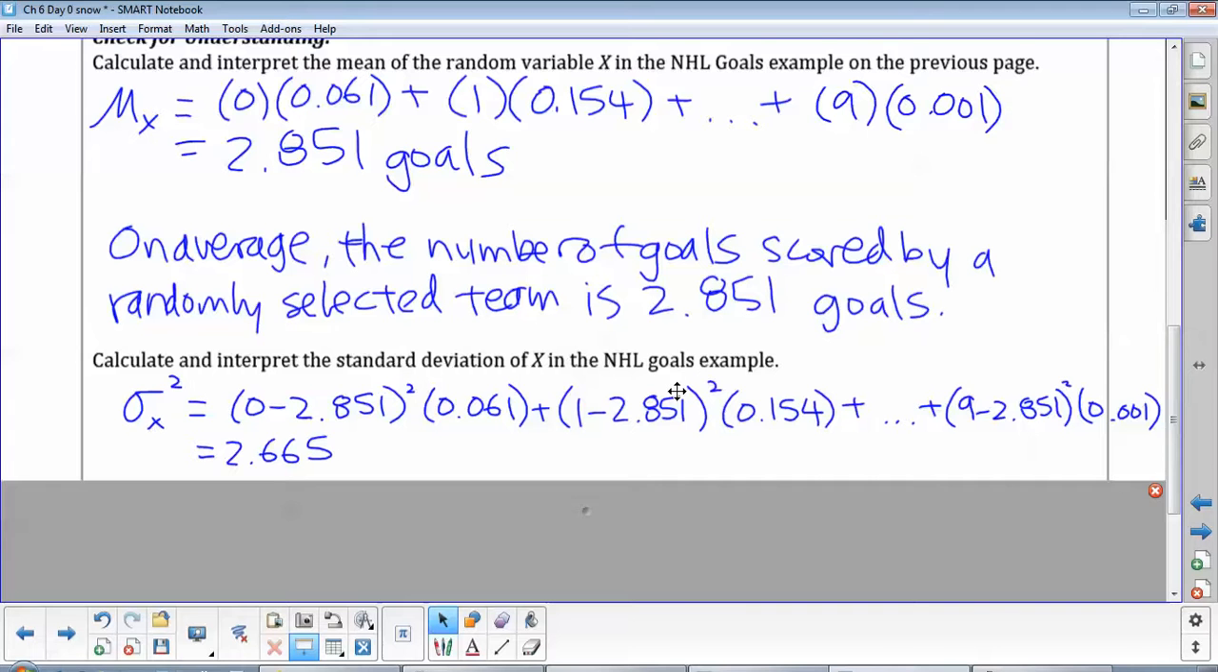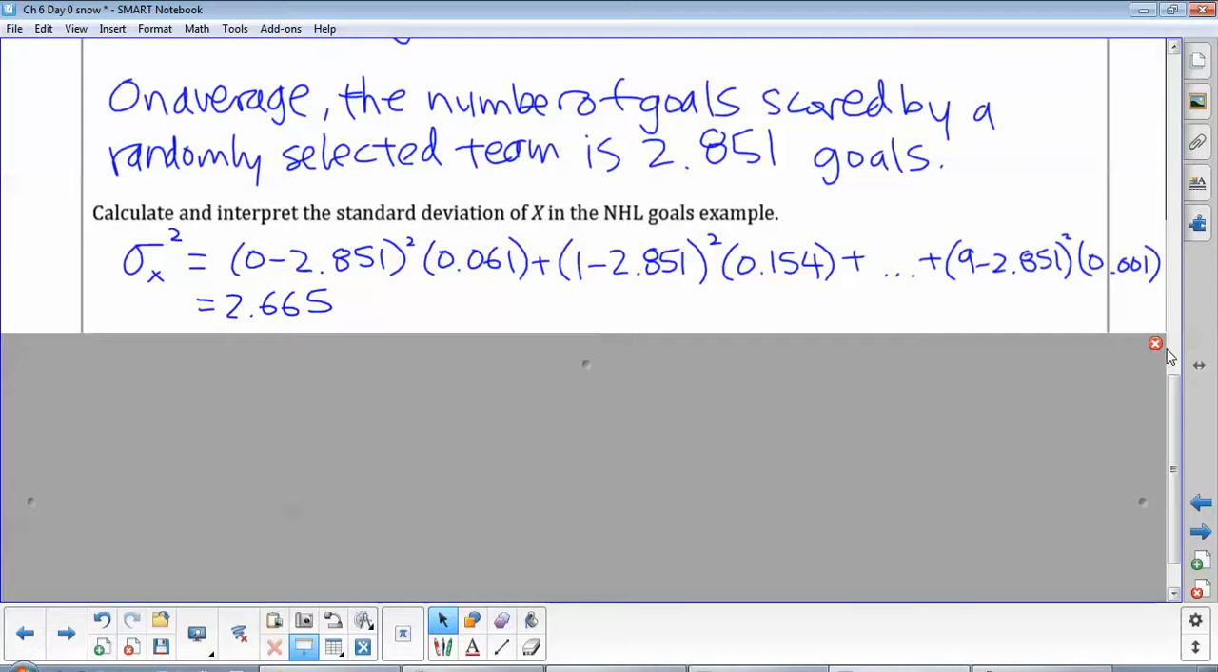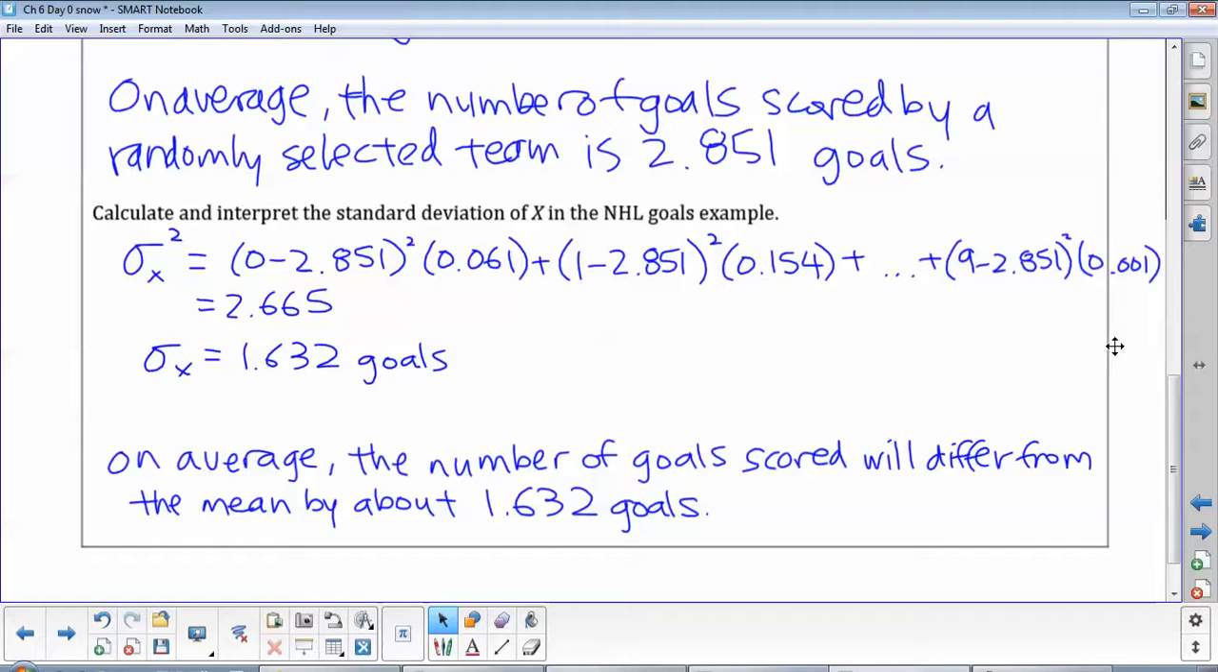And I got this lovely answer. Now again, the interpretation part is going to be something like, on average, the number of goals that's scored will differ from the mean by about 1.632 goals. Oh, it's 1.632 because of course the standard deviation is the square root of 2.665.